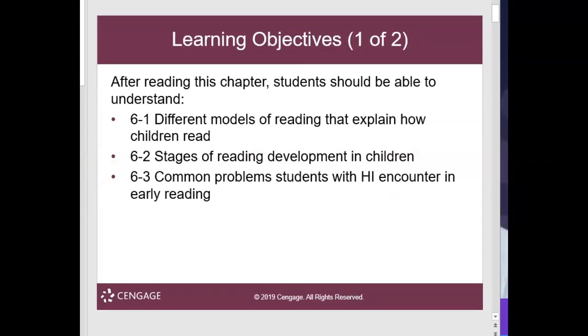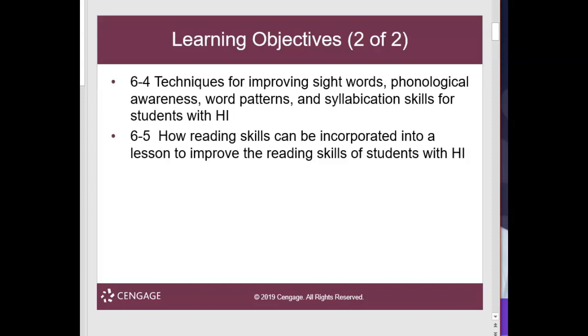All right, so here are your objectives for Chapter 6. You're looking at the different models of reading that explain how children read, stages of reading, and some common problems students with high incidence disabilities might encounter in early reading. You've probably seen some of them. You can probably identify some of them already. And again, your textbook goes a lot more in depth into techniques and strategies for improving sight words, phonological awareness, word patterns, syllabication skills, and how reading skills can be incorporated into a lesson to improve the reading skills of students with HI.